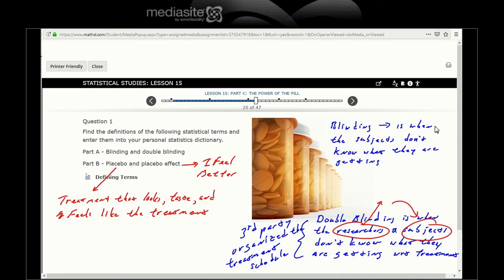So blinding, subject doesn't know what they're getting. Double blinding, a third party organized a treatment schedule, so the researcher and the subjects do not know who's getting what, and that's just to eliminate a potential source of bias of the researcher unduly influencing the subject if they know who has placebo and who doesn't. While the placebo is a treatment that looks, tastes, and feels like the actual treatment, and the placebo effect is, hey, I took the placebo and I feel better.